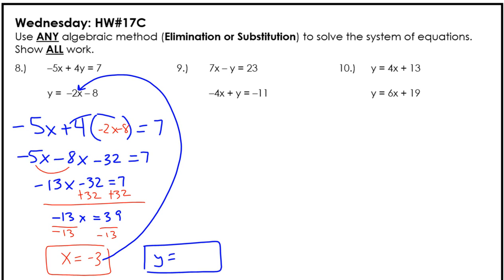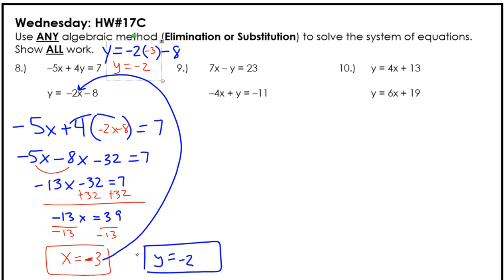I'm going to choose this one, but it doesn't matter which one. So I'm going to keep the y, I'm going to keep the negative 2, but I'm going to substitute my x with its new value, negative 3. Right, so my new value is negative 3, and that means that y is equal to 6 minus 8. Y is equal to negative 2.